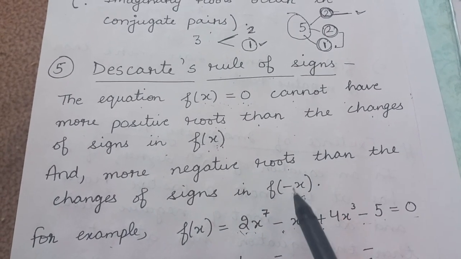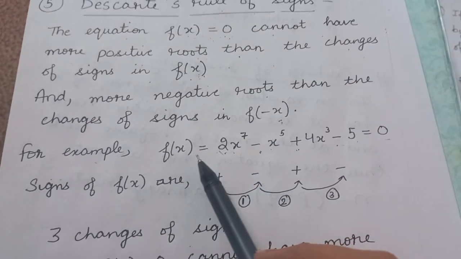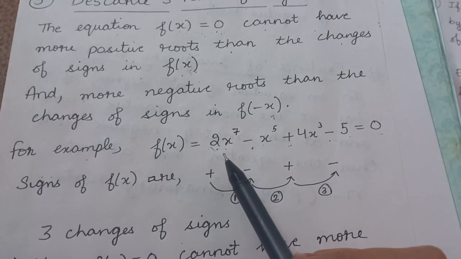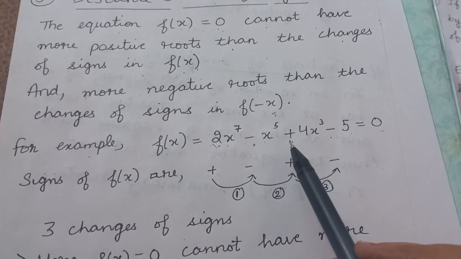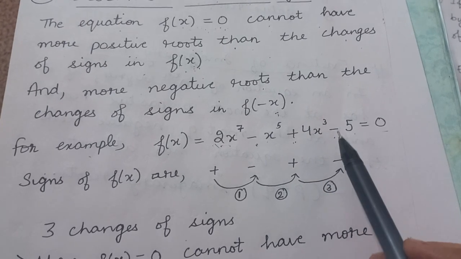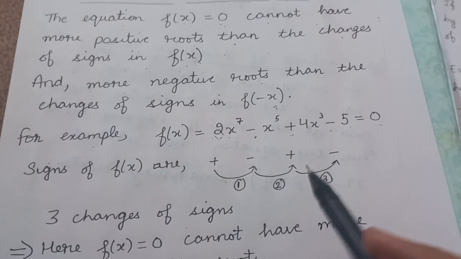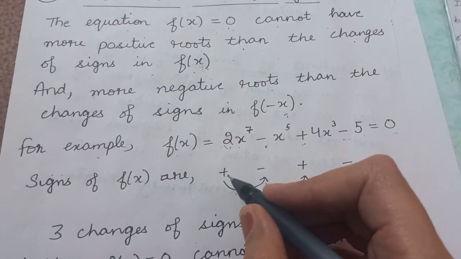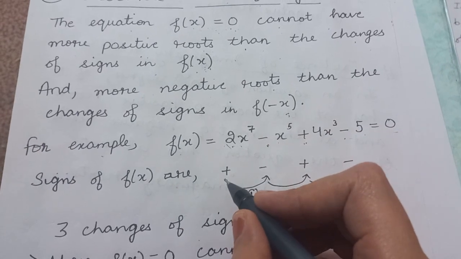Now let's understand it using this example. I'm taking this example. Here the value of f of x is this one, that is 2 times x raised to power 7 minus x raised to power 5 plus 4 times x raised to power 3 minus 5 equals 0. Now this is my f of x. Now I'm writing here the signs. Like the first is a positive term, so I'm writing it positive.